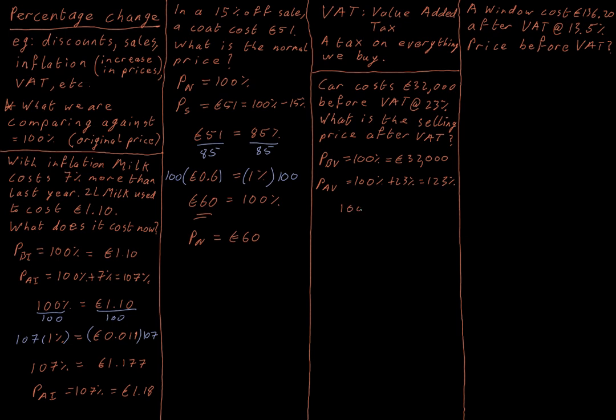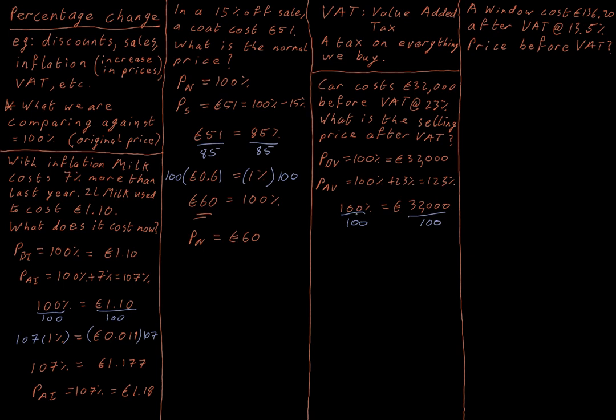So we write down 100%. You can see that this follows the same structure as what we have already done. It's just slightly different language each time. And we want to get now from this before VAT situation, this 100% situation, up to 123%. So what am I going to do? Same thing as always. I'm going to find out what 1% is and then I'm going to multiply back up to the percentage that I want.